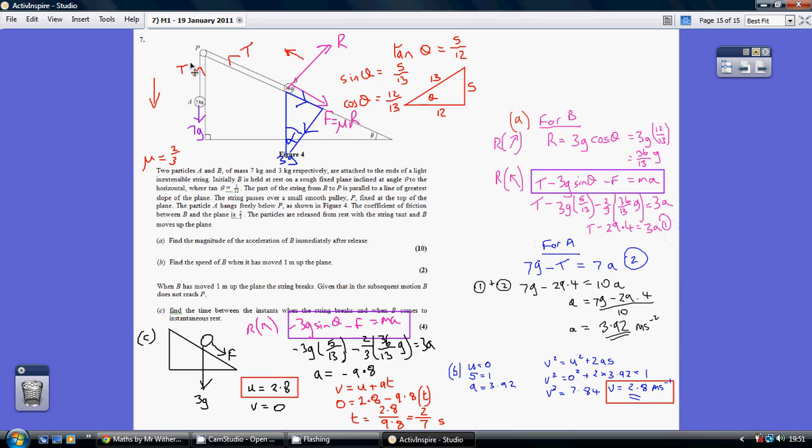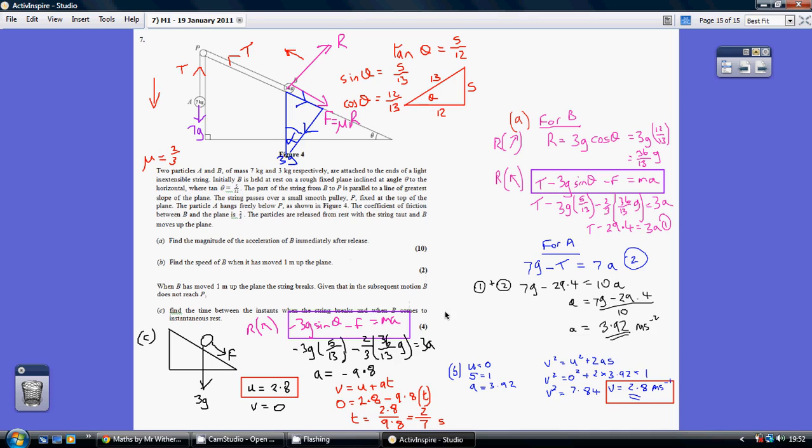Now moving over to A is much more straightforward. Our net force downwards is 7g minus T, so that's our net force equaling ma equaling 7 times a. So that is equation 2. So we've got a simultaneous equation to solve. To eliminate T, I've just added these two equations together. 1 plus 2 gives me this, and that allows me to solve for a being 3.92 meters per second squared.